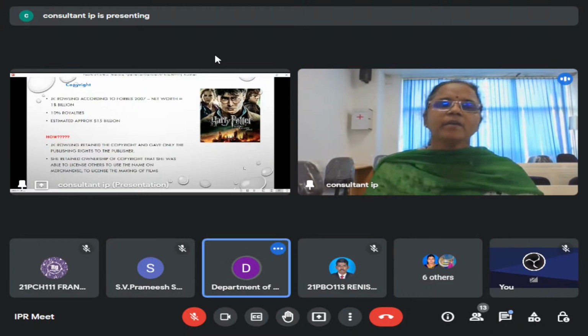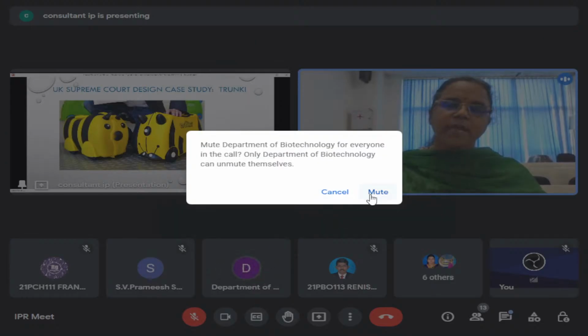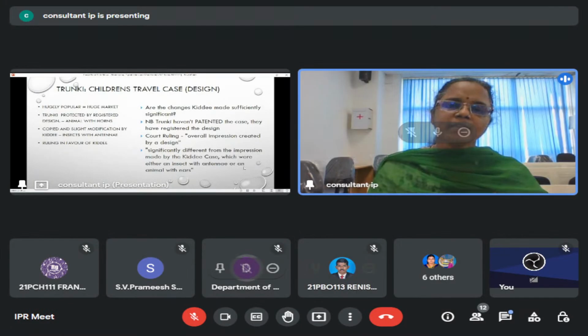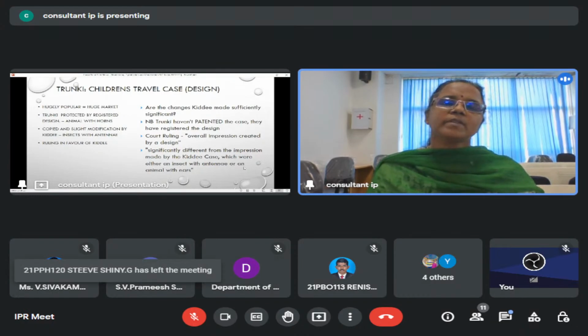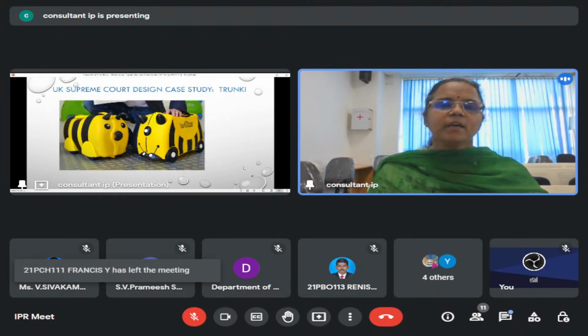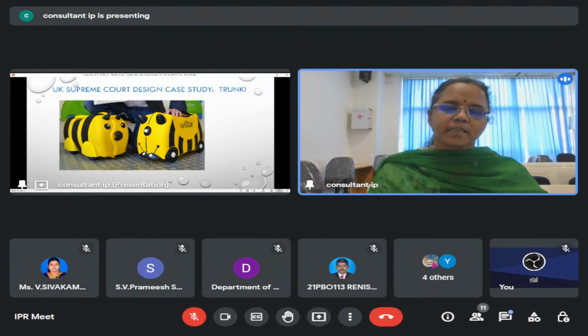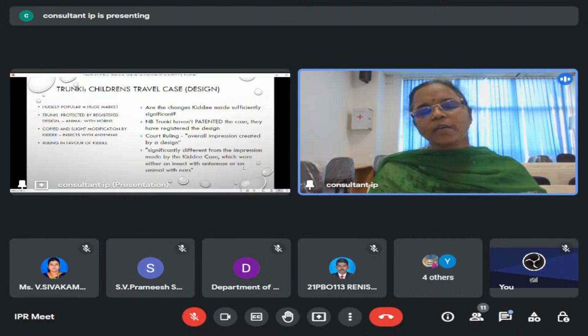Let us look at similar types of cases here. These are kids' travel cases which they carry. Trunky was the one which originally came up with this design, and Kiddy actually copied this design. They started doing it with horns like an insect. But Trunky only came up with a single design. They protected only a single design. So that was Trunky.